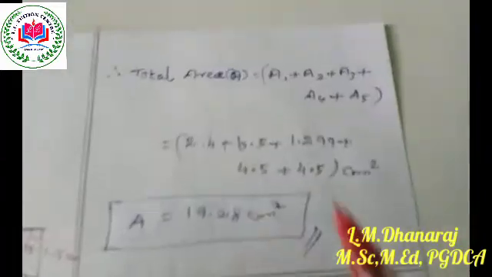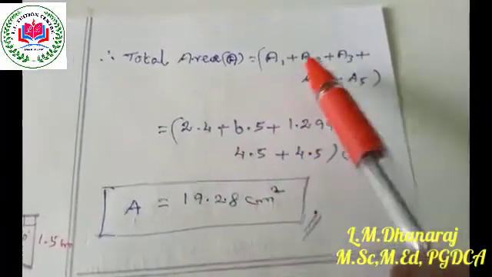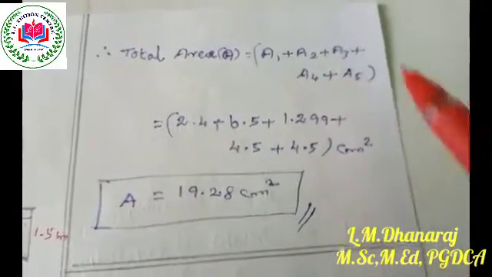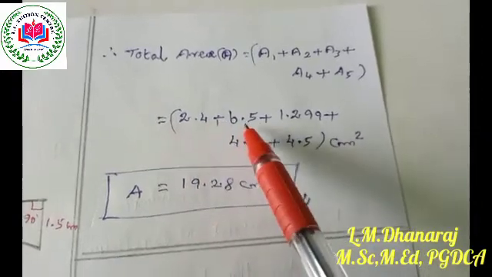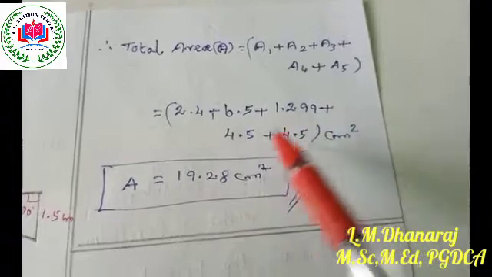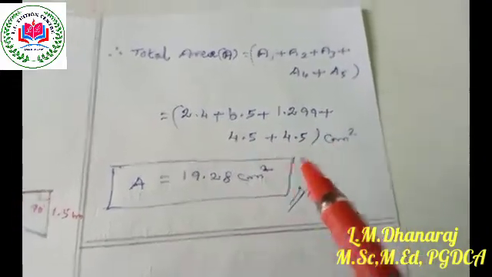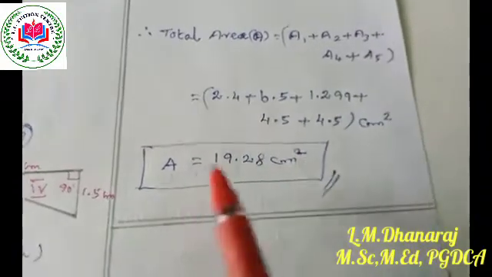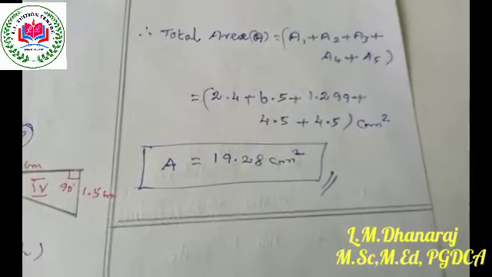Okay. Now we have to find the total area, means we have to add all the 5 portions area: area 1, area 2, area 3, area 4 and area 5. So area 1 is 2.4 and area 2 is 6.5, area 3 is 1.299 and area 4 is 4.5 plus area 5 is 4.5. So totally when we add, the total area is 19.28 centimeter square.